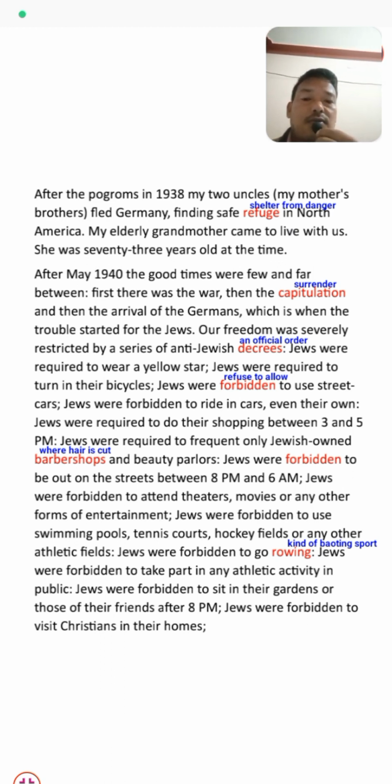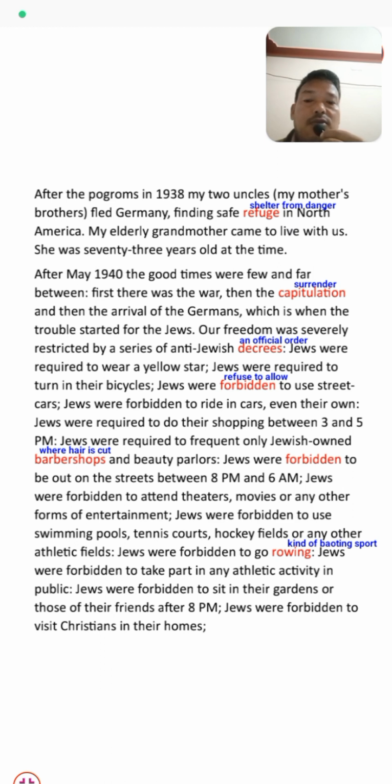Jews were forbidden to attend theater, movies, or any other forms of entertainment. Okay, they were prohibited from enjoying theater, movies, and other forms of entertainment. It means they were totally restricted. They had many restrictions on them, and they were suffering.